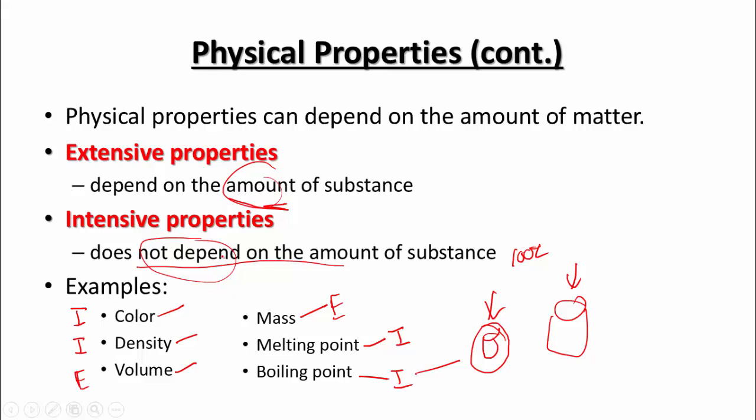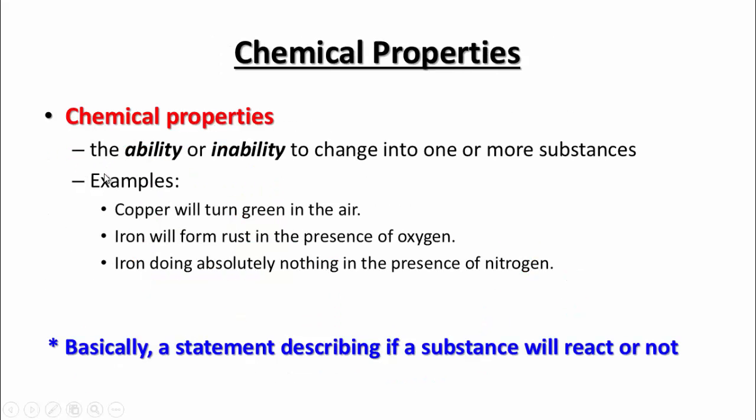So just a little more on physical properties being extensive or intensive. Chemical property, not really something that's the most important part, but it's basically the ability or the inability to change into one or more substances. So the way you'll see these ones is it's a statement about the ability to turn. So for example, copper will turn green in the air. That is the chemical ability of copper. It turns green in the air.